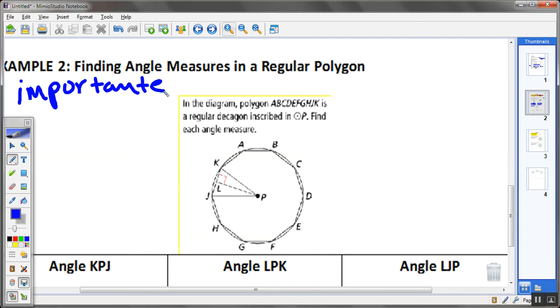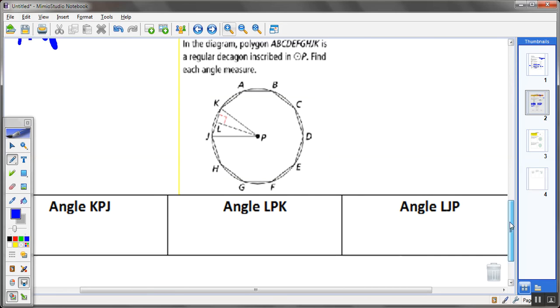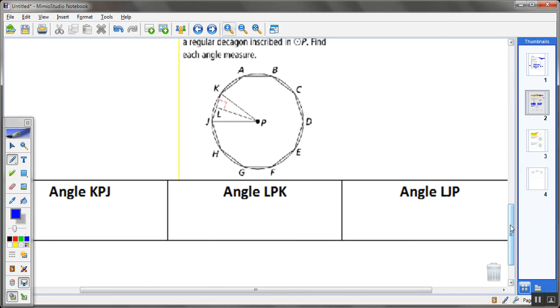And if each side is exactly the same, how many of these triangles could I form around here going from one vertice to a consecutive vertice? In other words, angle JPK right here, or KPJ if you will. That's the first question right here. How do you find angle KPJ, kids? Anybody have a guess on it? Angle KPJ being right here. Anybody have a guess on how to find that angle?